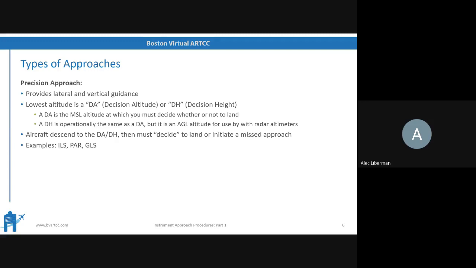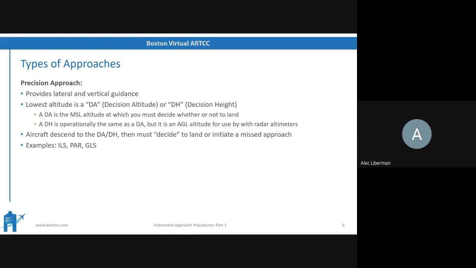A DH is more or less the same as a DA, but instead of height on an altimeter, it is height above the ground with a radar altimeter. So instead of an altimeter sensing air pressure, you have a radar altimeter sensing the distance between the airplane and the ground below you, and that's when you use a DH. So on a precision approach, you descend to either the DA or DH, and then you decide if you land or initiate a missed approach.